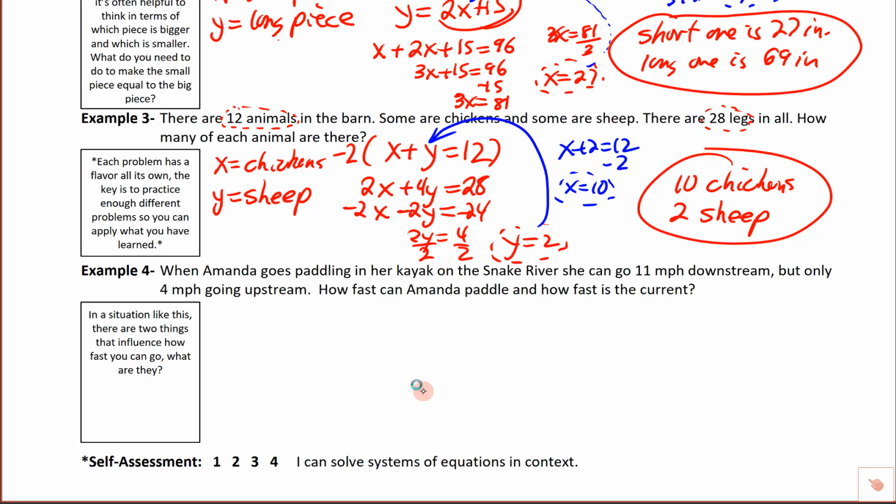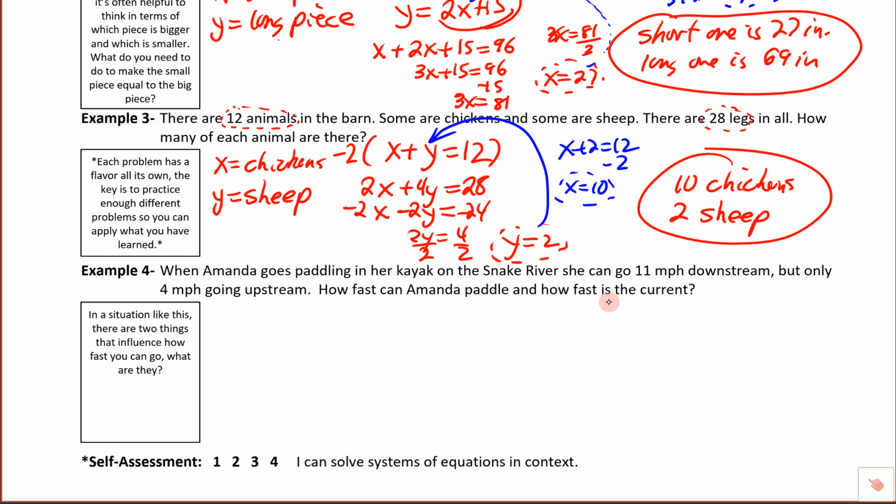Okay, on this last problem, this is just kind of a classic algebra type of problem. It says when Amanda goes paddling in her kayak on the Snake River, she can go 11 miles per hour downstream, but only 4 miles per hour going upstream. How fast can Amanda paddle, and how fast is the current?